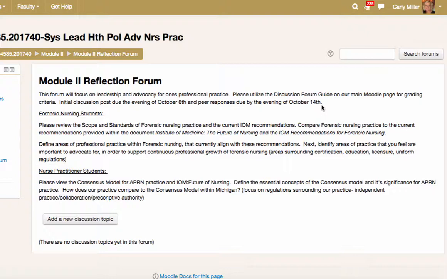So forensics, look at your scope and standards of practice. Look at the forensic nursing one, and you can even look at the regular ANA general standards of practice. And look at the current Institute of Medicine recommendations. So look at these recommendations and then basically define your professional practice within forensic nursing. How does it align with these recommendations? Do you see that it fits, or what do you see that you would like to see developed further, essentially?